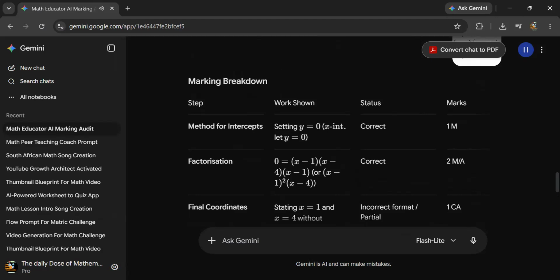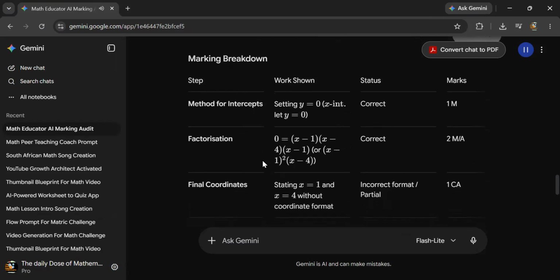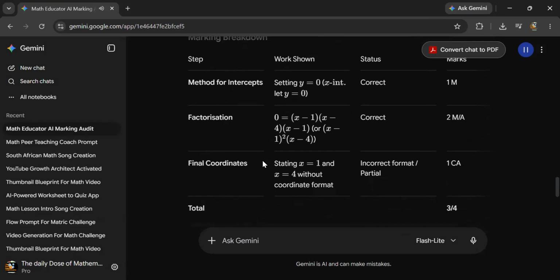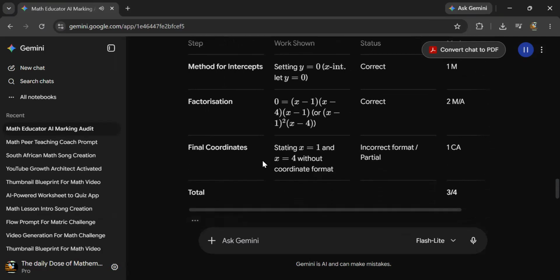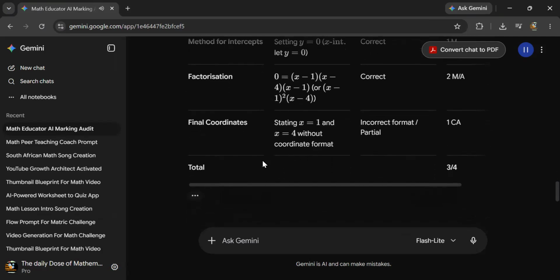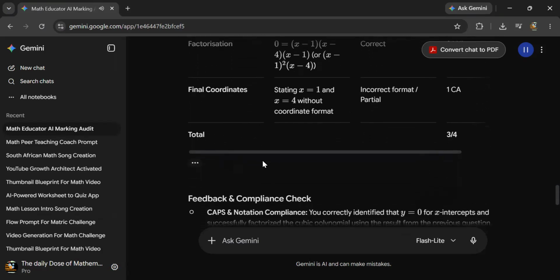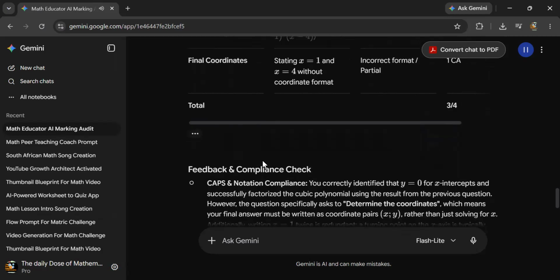Breakdown. Step: finding the root. Marks. Method for intercepts: setting y equals 0, x-intercepts. Let y equals 0, correct, 1 mark. Factorization: 0 equals (x-1)(x-4)(x-1), or (x-1) squared (x-4), correct, 2 marks. Final coordinates: stating x equals 1 and x equals 4 without coordinate format, incorrect format, partial 1 mark. Total, 3/4. Feedback and compliance check.